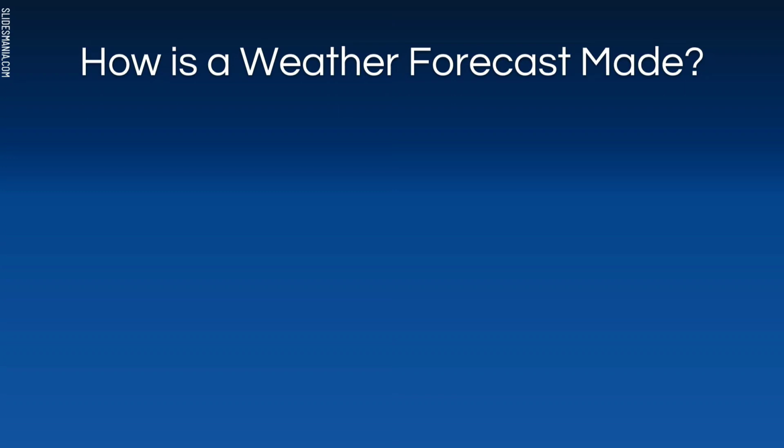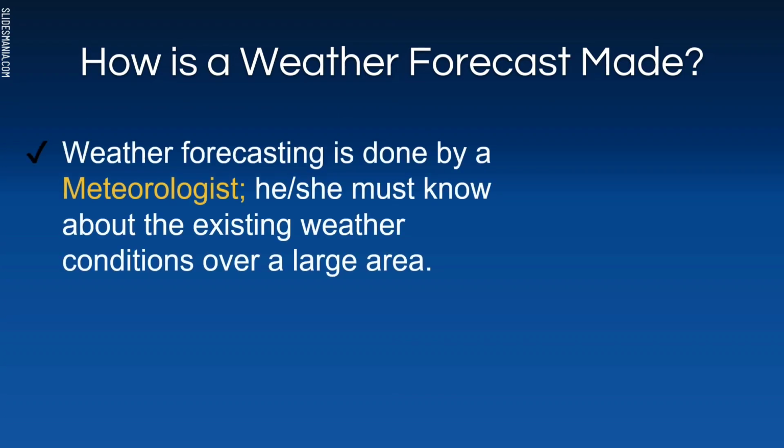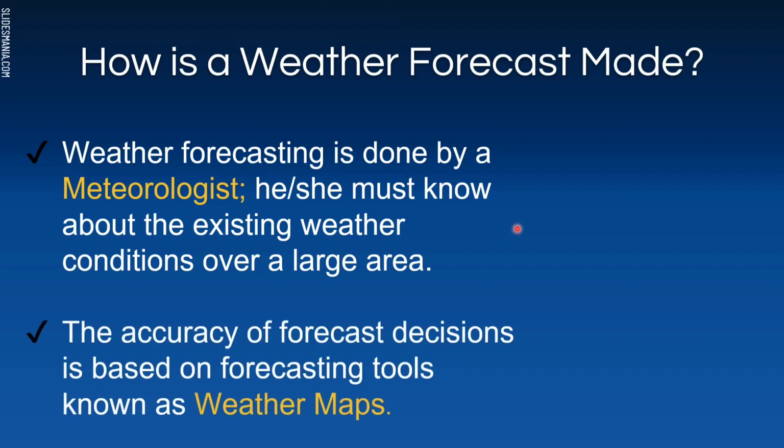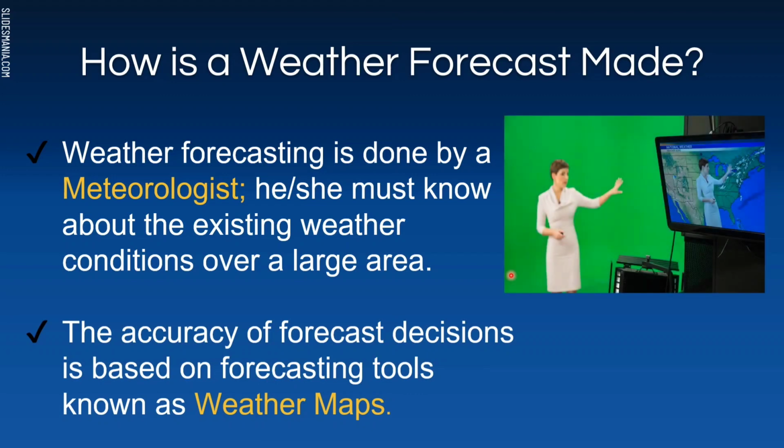Now, how is a weather forecast made? So weather forecasting is done by meteorologists. He or she must know about the existing weather conditions over a large area. So the accuracy of forecast decision is based on forecasting tools known as the weather map. So the tool is what we call weather map, and only a meteorologist is the one who will forecast it.